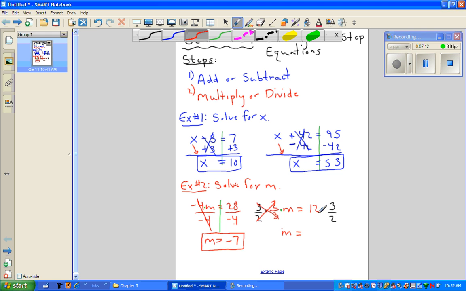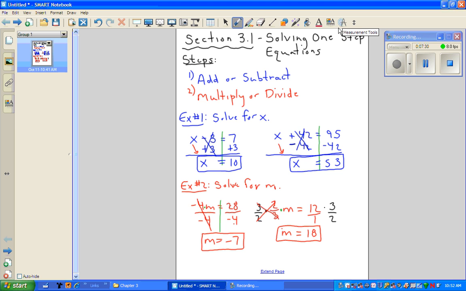All right? If you want to multiply two fractions, I'd turn this one into a fraction, and then you do 12 times 3 is 36, and 1 times 2 is 2, and 36 divided by 2 gives you 18. That right there, guys, section 3.1, solving one-step equations. Okay?